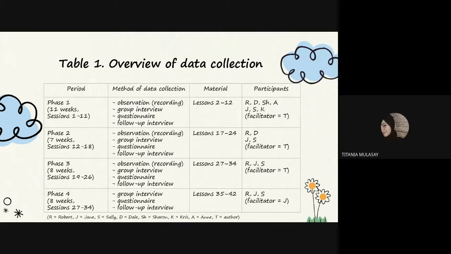Phase 4, 8 weeks, session 27 until 34. Teacher used methods of data collection such as group interview, questionnaire, and follow-up interview, with the materials given being lessons 35 until 42, and the participants are Robert, Jen, Sally, and the author as facilitator.